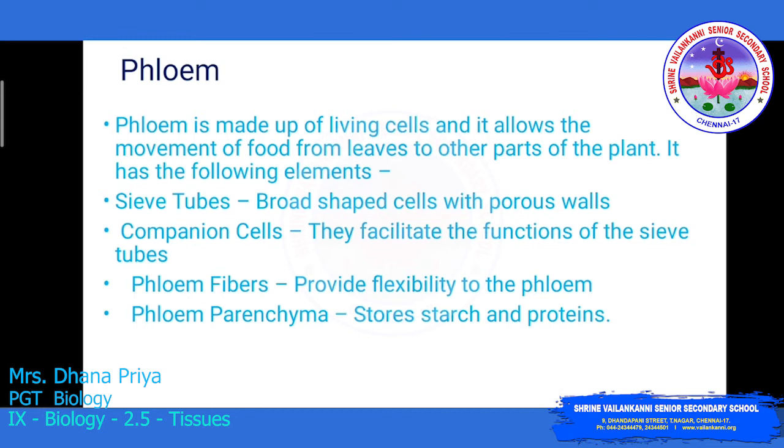So phloem is made up of living cells, and it allows the movement of food from leaves to other parts of the plant. It has the following elements. The sieve tube is a broad, tube-shaped cell with a porous wall. The companion cells facilitate the function of the sieve tube. The phloem fiber provides flexibility to the phloem. And last is the phloem parenchyma, which stores starch and proteins.